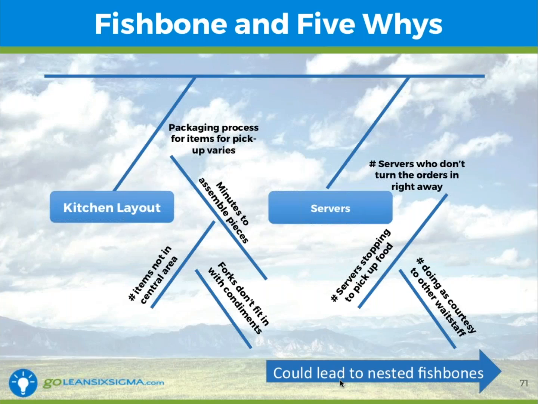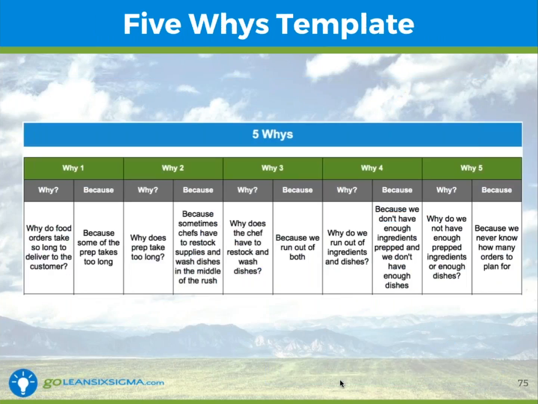Another one was the number of servers who don't turn in the orders right away. And they said, well, why is that happening? Well, servers are stopping to pick up food for other servers. And they said, well, why are they doing that? Well, it's as a courtesy. They figure they see your order, they'll go get your order. But then, in turn, they're not getting their orders into the kitchen very fast. So this might spawn yet again more fishbones, right? These could be layers and layers of fishbones, which is great. Just keep digging. These things should be messy.